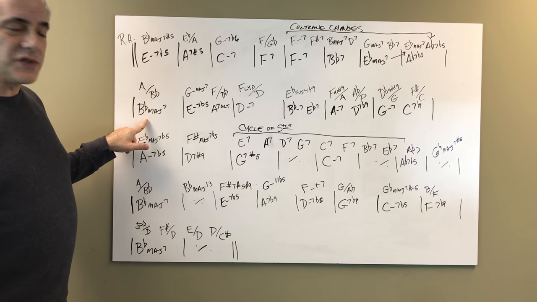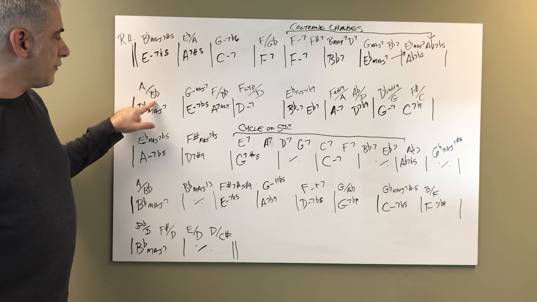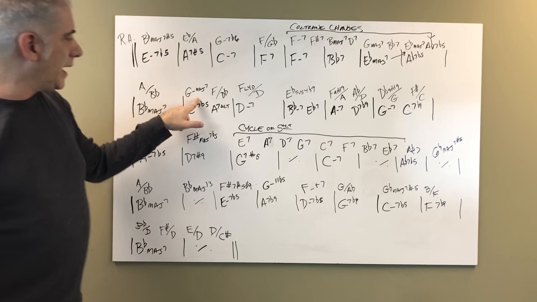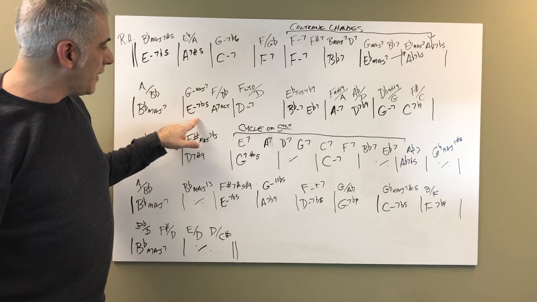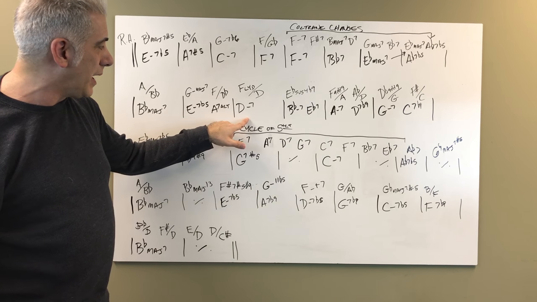On the B flat major 7, I'm substituting a tonic diminished chord, which is very common to do. So A major over B flat. And then I'm on to E minor 7 flat 5 to A7 to D minor 7. That's a minor 2-5-1 in the key of D minor.